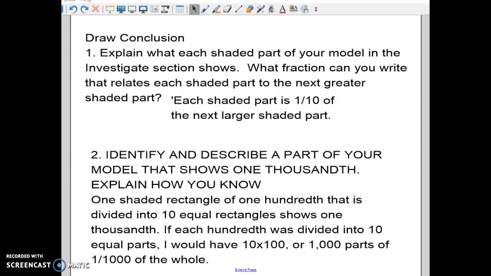Okay, number 2 says, identify and describe a part of your model that shows 1,000th. Explain how you know. One shaded rectangle of 100th is divided into 10 equal rectangles. That shows 1,000th. That's what we did when we divided that enlarged piece. So an explanation might be, if each hundredth was divided into 10 equal parts, I would have 10 times 100 or 1,000 parts, or 1,000th of a whole.